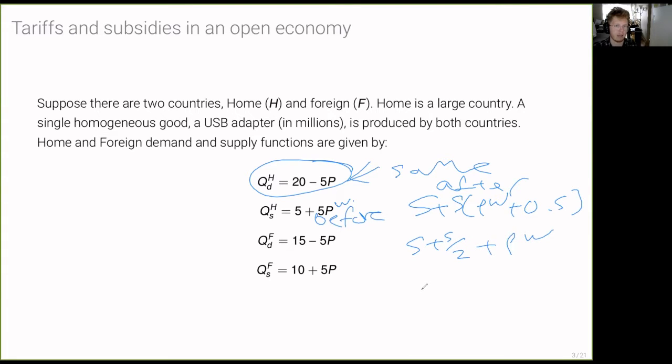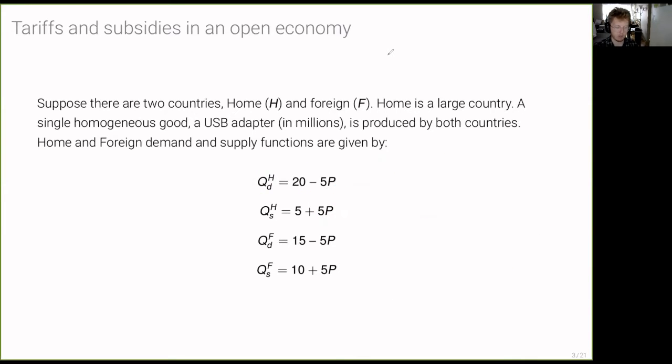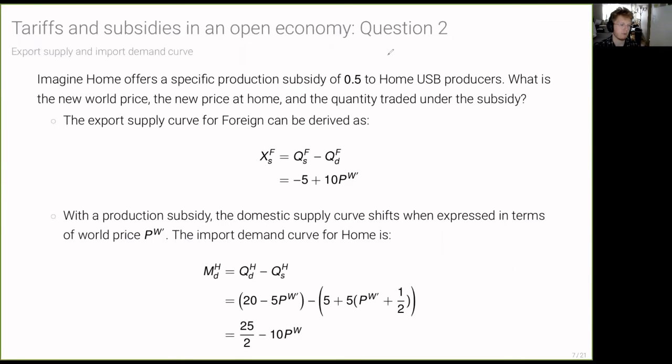And so if I just add these two terms together, what I'll get is that the new supply curve effectively faced by domestic producers is going to be 15 over 2 plus 5 times the world price. And so that's reflecting that the government is stepping in to assure that producers receive a higher price for their goods, regardless of whatever the world price is for that good.